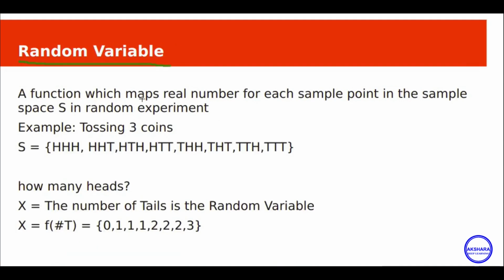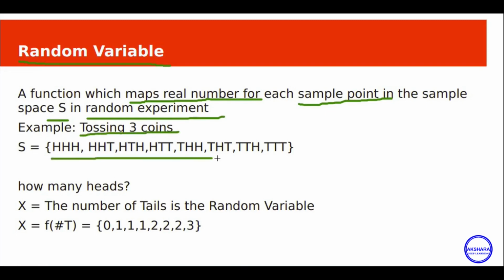Random variable is a function which maps a real number to each sample point in the sample space S in a random experiment. Example, tossing 3 coins. Sample space will be this one, means 3 heads, 2 heads and 1 tail, 1 head, tail and another head. Like this you have your entire sample space. If you toss the 3 coins, a random variable X counts the number of tails in the experiment. So this X is called the random variable. It will map this sample space to some real numbers.